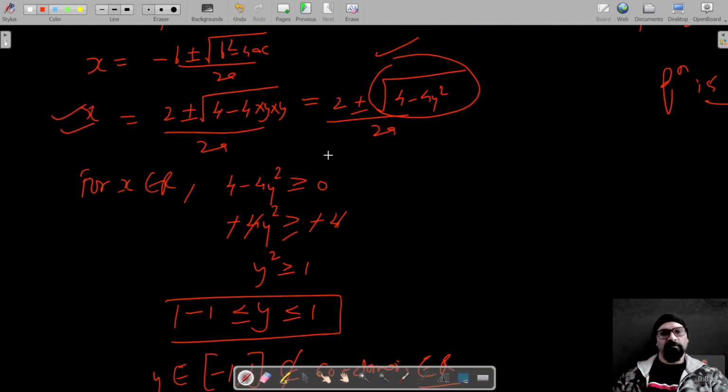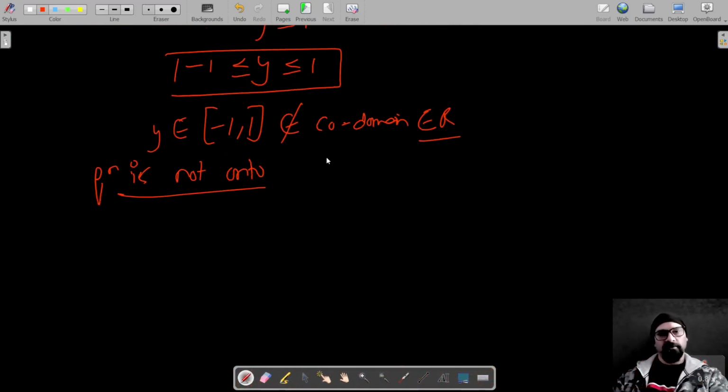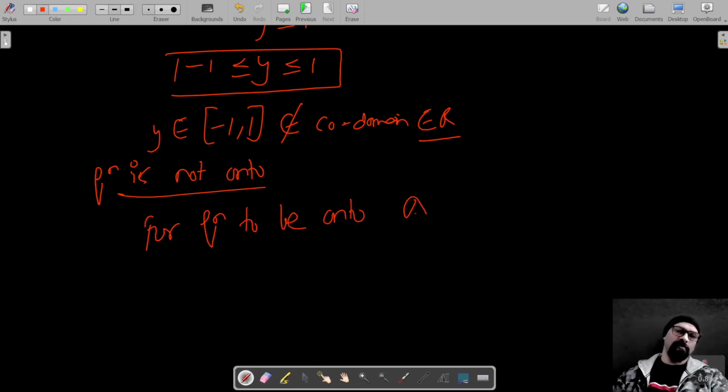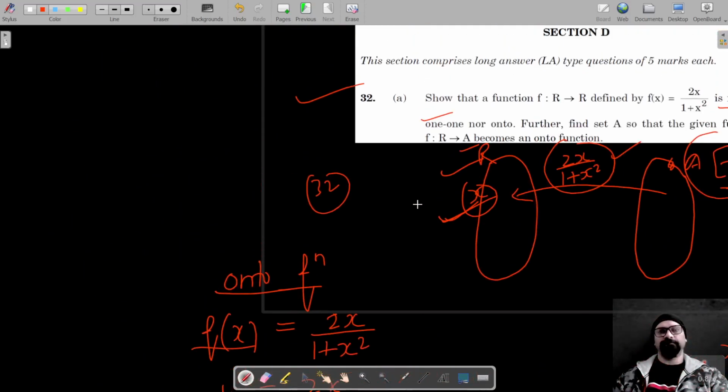So our answer for the last one, for the given function to become onto, A should be equal to -1 to 1. Okay.